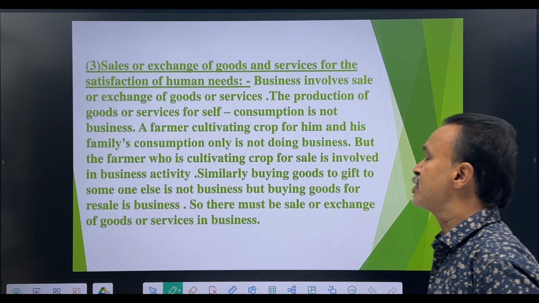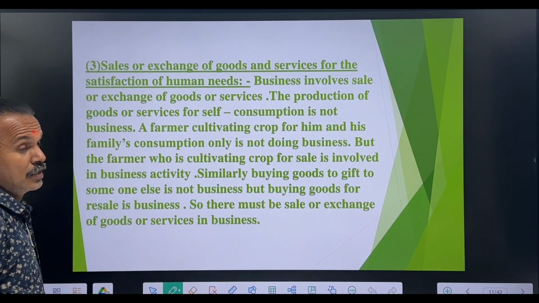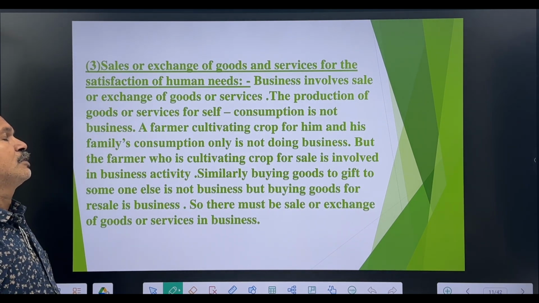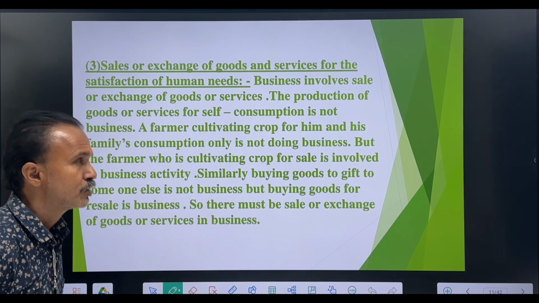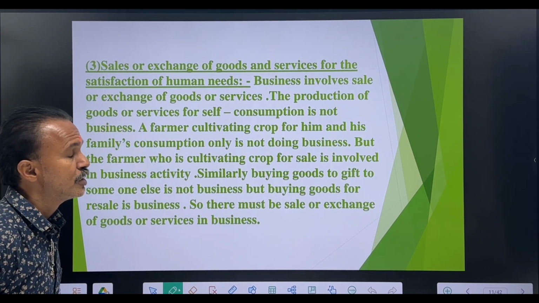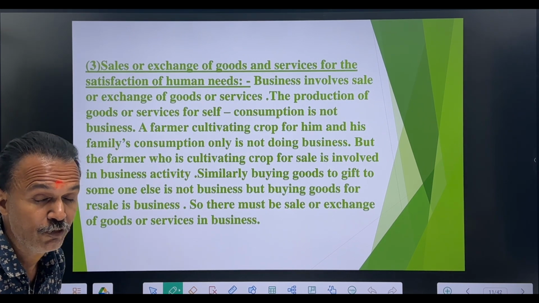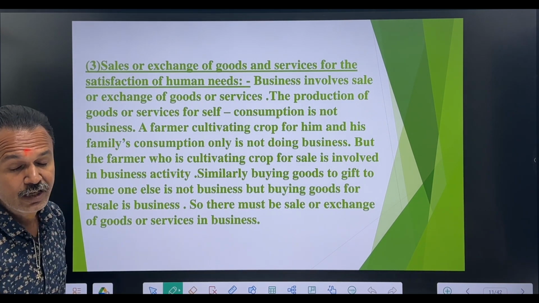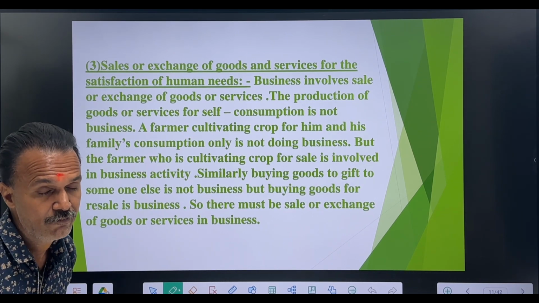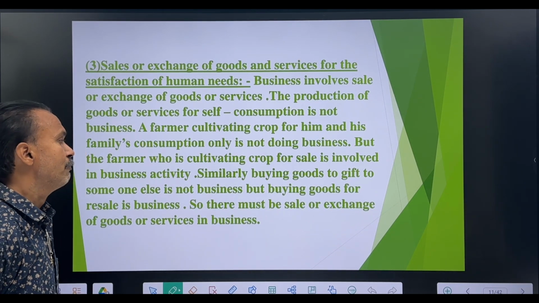Sale or exchange of goods and services for the satisfaction of human needs. This is the third characteristic of business. Business involves sale or production of goods or services. The production of goods and services for self-consumption is not called business. For example, if a farmer cultivates crops for his family members or for himself, then it is not called business. But when the farmer cultivates crops for others, it is called business.